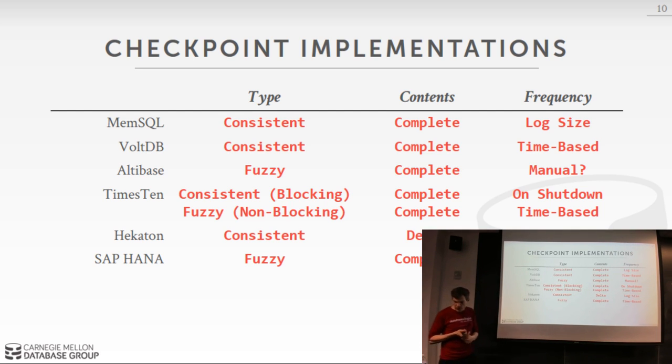Peloton does not do checkpoints. It's a work in progress. Hyper, as of this morning, they told me they don't do checkpoints, because I couldn't find any paper that describes this. So you need to have this in a commercial system. For an academic system, you can get by without it. But we'd like to have this.